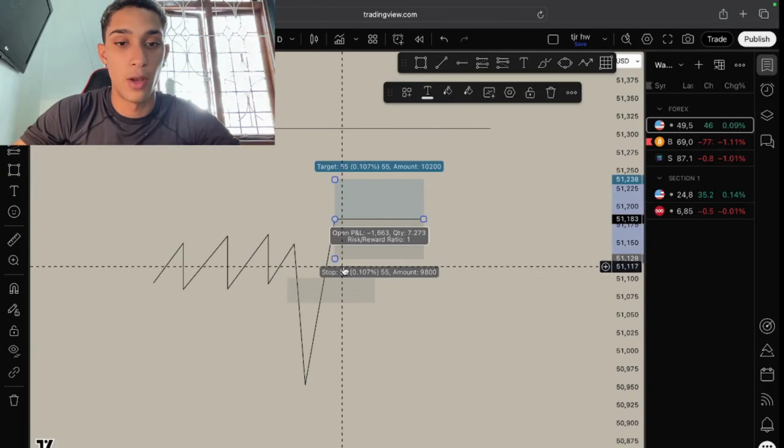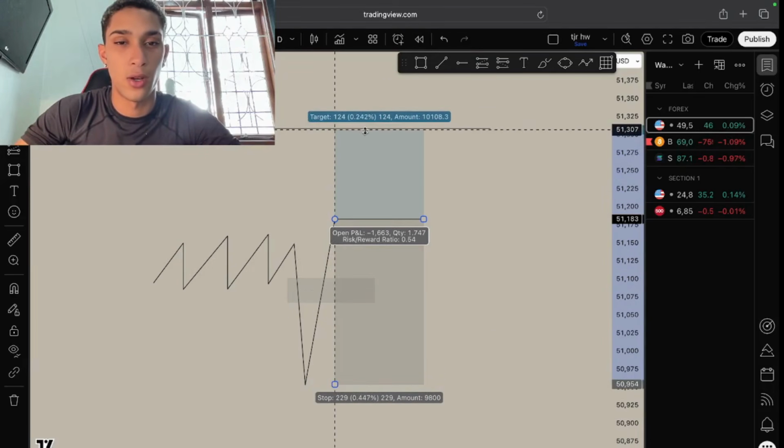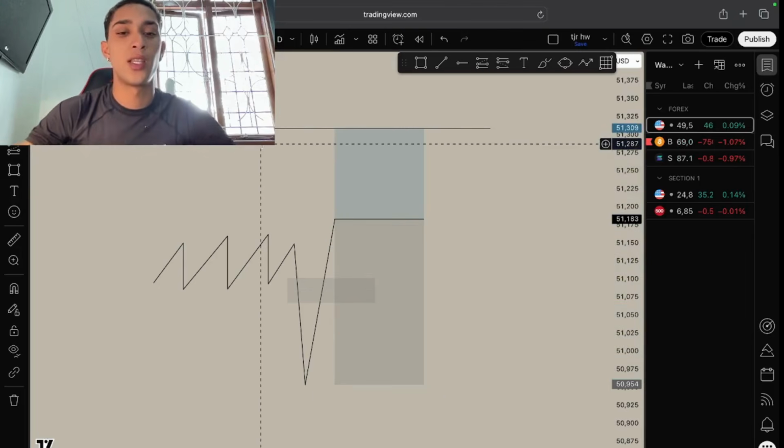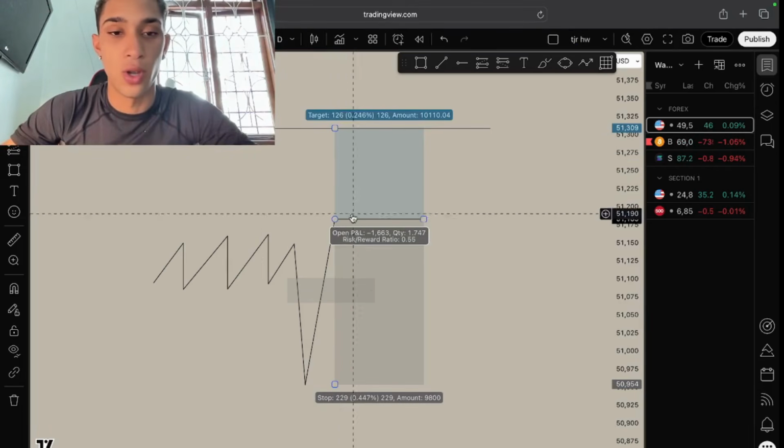Usually stops go below the low. That is not going to work because remember, draw on liquidity is our what? Our target. That's not going to work. This is simply just not going to work.